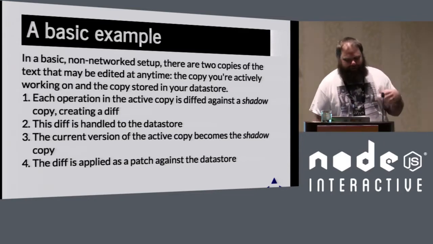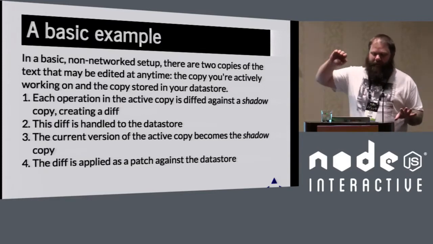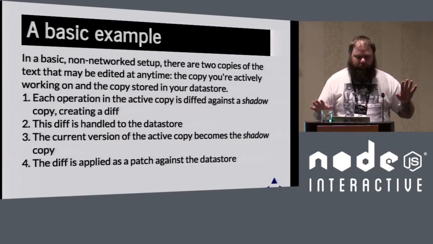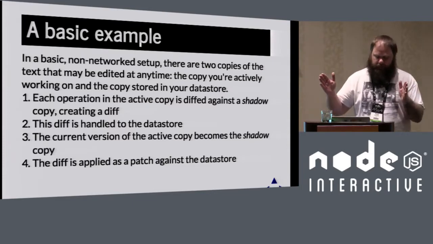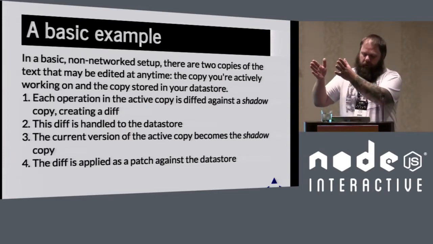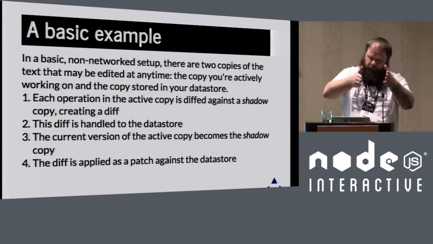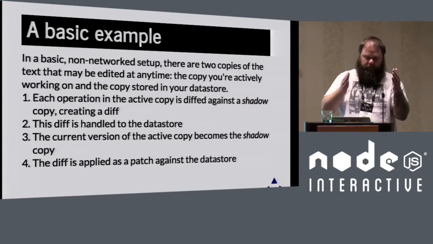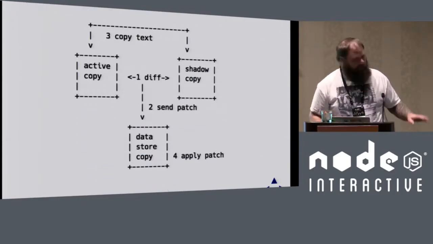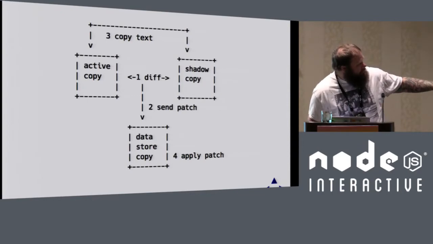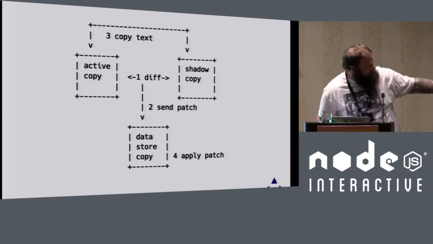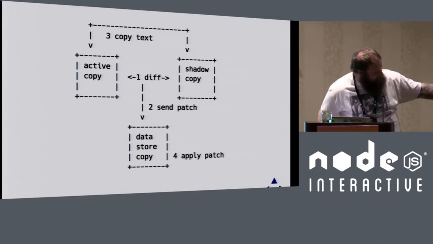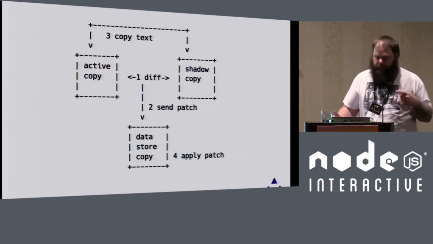In a non-network setup, there are two copies of the text at any time. There's the copy you're actively editing, and then a copy in your data store. And the trick is that it keeps making changes, then marking your current version as an old version as you change it, handing the diff off, and then moving the active copy back into the shadow again. So you get this algorithm where you diff your active copy against a shadow copy, you send a patch, you copy the active copy into the shadow copy, then you apply your patch to the data store copy. So it looks pretty simple at first.